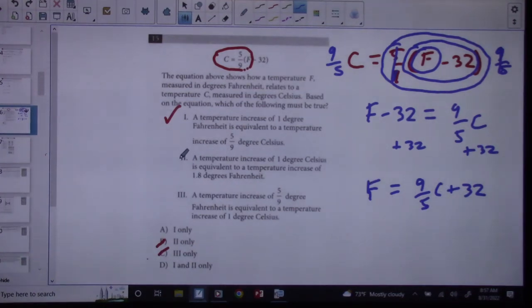And so we look at this statement here: a temperature increase of 1 degree Celsius is equivalent to a temperature increase of 1.8 degrees Fahrenheit. So this is a true statement. Yes, it is. What is 9/5? It's 1.8, right? So that is correct. And so we have answer choice D.